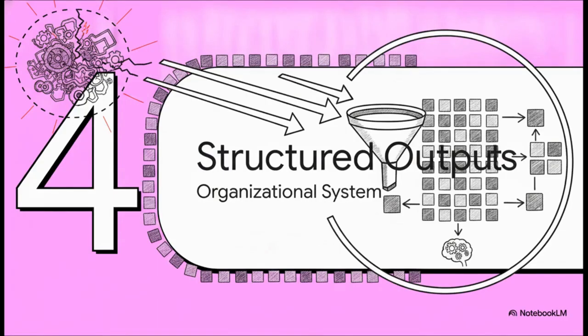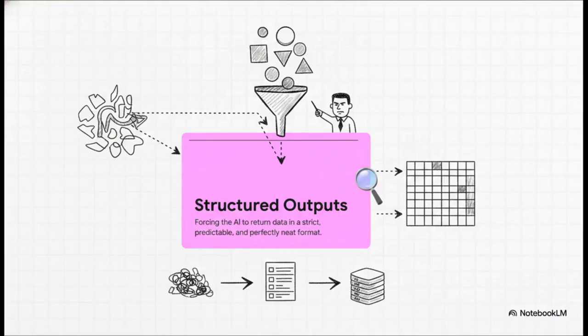Enforcing structured outputs, the organizational system. So once you give an AI the ability to think and the hands to trigger external actions, you introduce a brand new problem, chaos. If the AI doesn't return data exactly how your external functions need it, everything just breaks. That is exactly where structured outputs comes in. By definition, this is the process of forcing the AI to return data in a strict, predictable, and perfectly neat format.